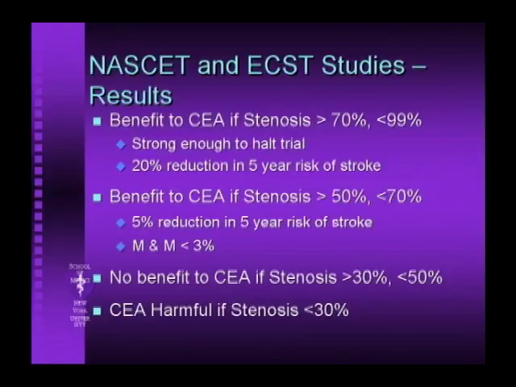So, just a quick review of how we got here in the first place from the clinical point of view. The NASCET and the European Carotid Surgery Trial, or the ECST, basically showed the same results. They're several years old now, but nonetheless, I think still important to review. They both showed that there was a benefit to carotid endarterectomy if the stenosis was greater than 70% and less than 99%. Now, I should point out that that's not been proven for stenting.